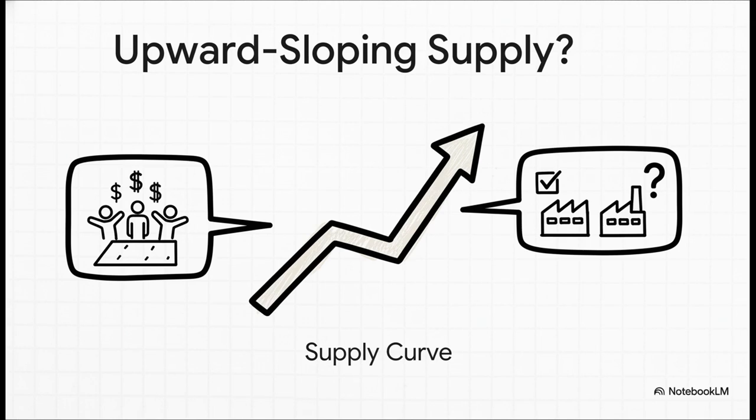Now, that perfectly flat long-run supply curve is the textbook model. In the real world, it sometimes slopes upward, and there are two main reasons why. First, some resources might be limited. You can't just make more prime farmland. As more firms enter, they all compete for that land, bidding up its price and raising costs for everybody. Second, firms might have different costs. The first farmers in the market might be the most efficient. To draw in new producers, the price might have to rise to make it worthwhile for people who have higher costs of production.